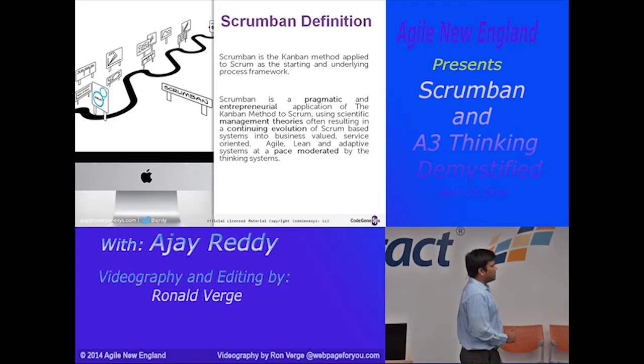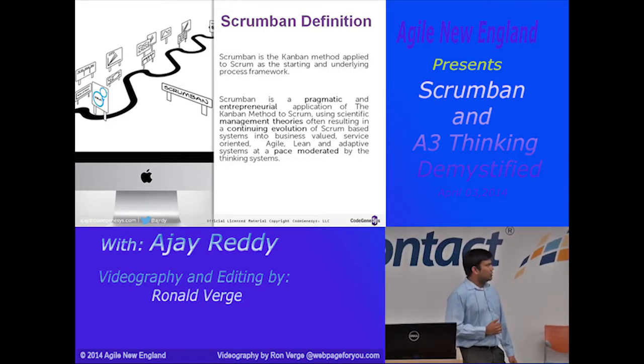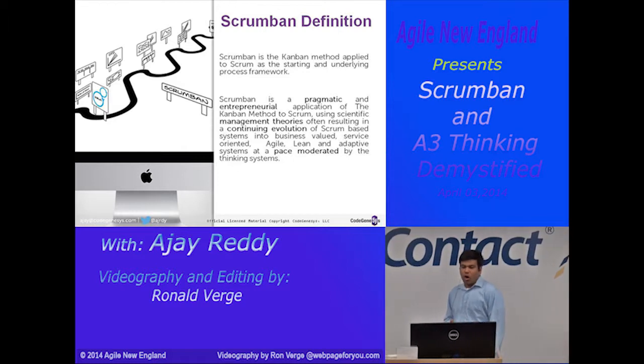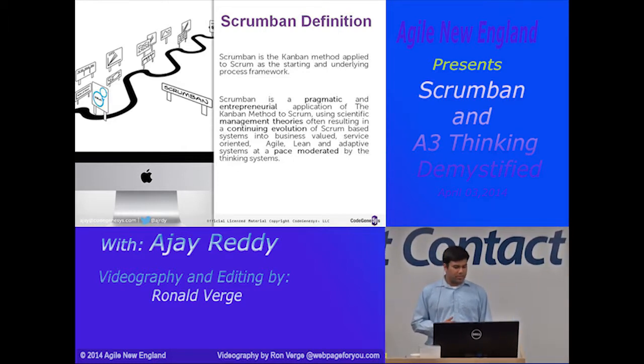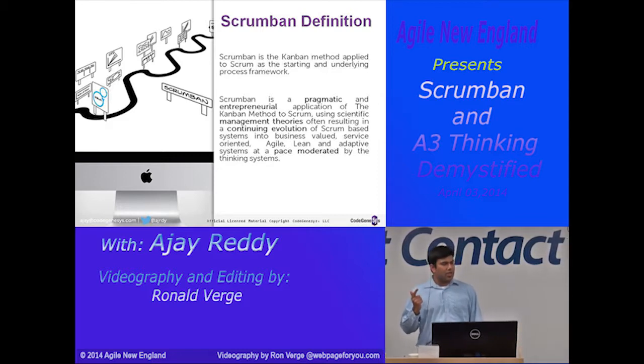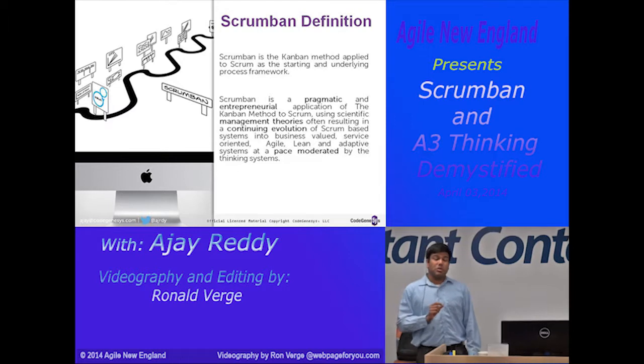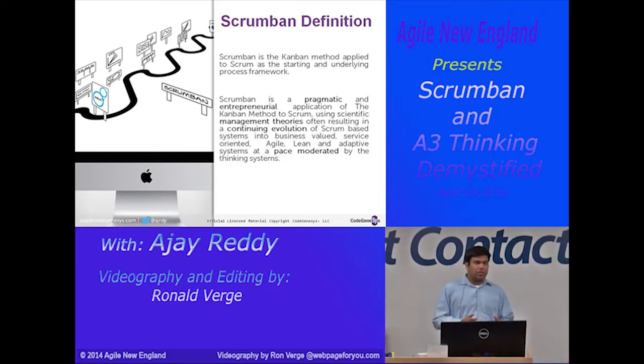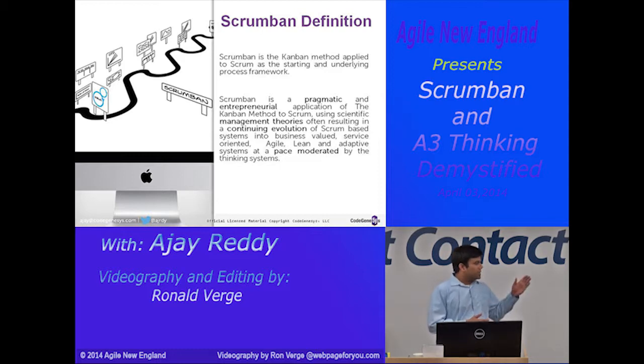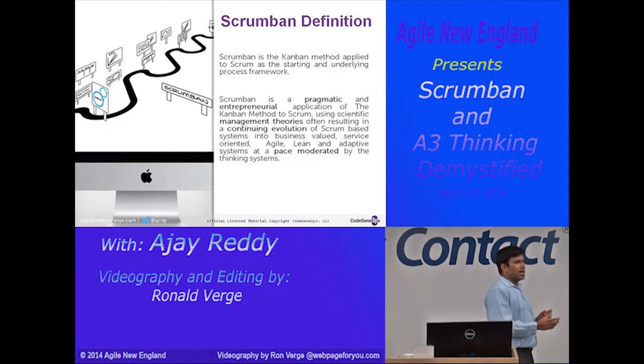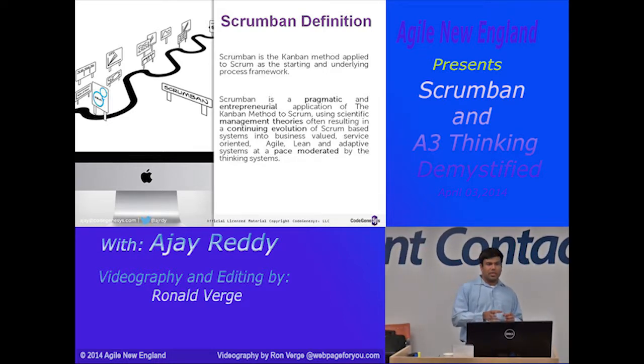So with that, I'm going to go into a much more elaborate definition. Scrumban is a pragmatic and entrepreneurial application of the Kanban method to Scrum, often resulting in continuing evolution of Scrum-based systems into business value, service-oriented, agile, lean, and adaptive systems at a pace moderated by the thinking system. Now, Scrumban can be really simple, but it can be really complicated as well. You can make it as complicated as you'd like, but this one is trying to be comprehensive in its definition. What I want to particularly focus on is the sustainability agenda, the serviceability agenda that Kanban has. And that's what you're giving Scrum the capability of.